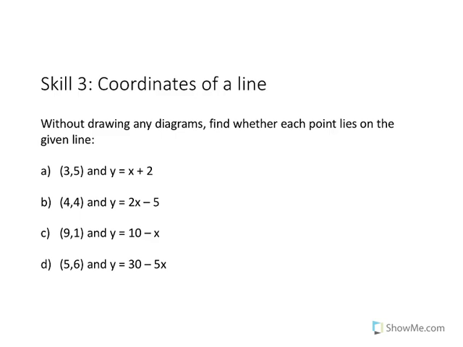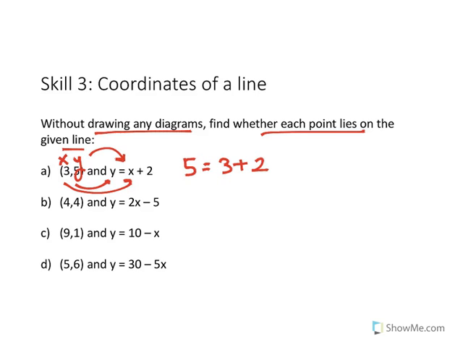Okay, and finally, the last skill is, without drawing any diagrams, find out where each point lies on the given line. Now, in a set of coordinates, the first coordinate is always an x, the second one is always a y. So all you have to do is substitute it in and tell me if the statement is true or false. So if y is 5, so 5 equals 3 plus 2. Is the statement true? Yes or no? Yes. So if it's true, that means yes, this coordinate is on the line.